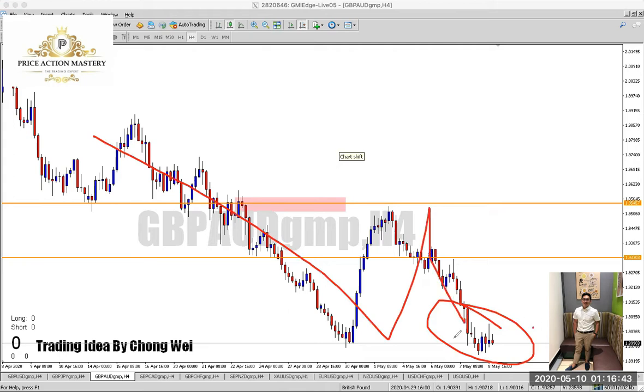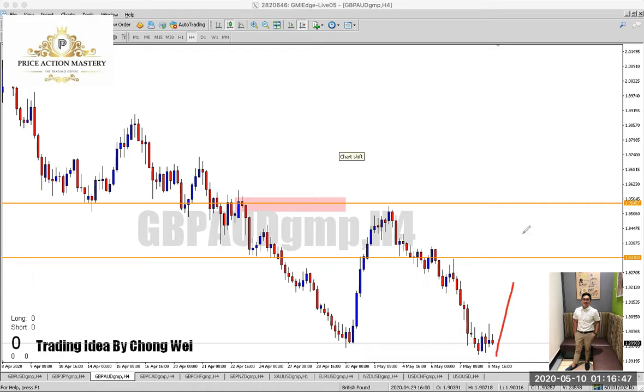But if this setup forms, then there might be another story of the market going up. But it hasn't formed, so we cannot tell. We can just observe first.